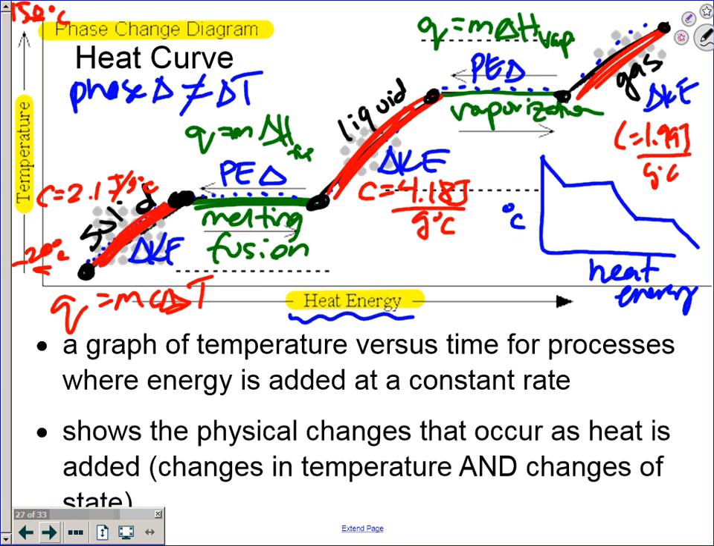Why can't I just use Q equals MCAT for all of these slants? Because they what? Different C values. If I could, I would, but I can't. Okay, so I've got to use the different ones because of different C values. And then I have to use the different delta H values there, so therefore I have to do everything as separate Q's. So how many Q's do I have? 5. 1, 2, 3, 4, 5.